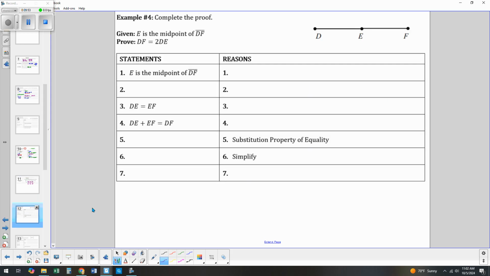So for example 4, let's complete the proof. I'm told that E is the midpoint of DF. That is given. And I'm going to right away see prove DF equals 2DE. I'm going to fill that in down here. So if I see the word midpoint, I'm going to use the definition of midpoint. And what it means to be the midpoint is it splits it in half. So if E was the midpoint of DF, then DE is congruent to EF.